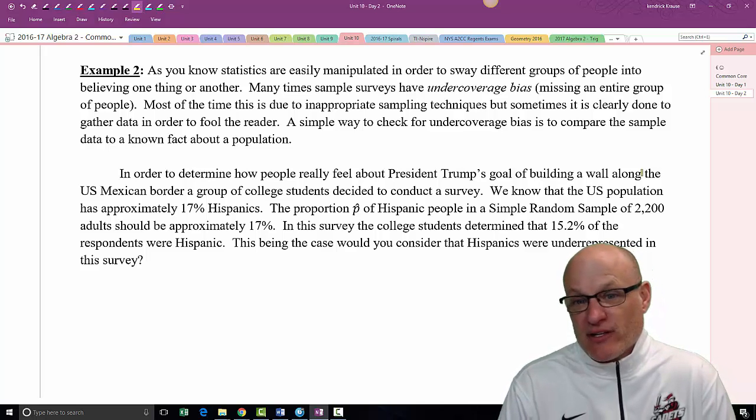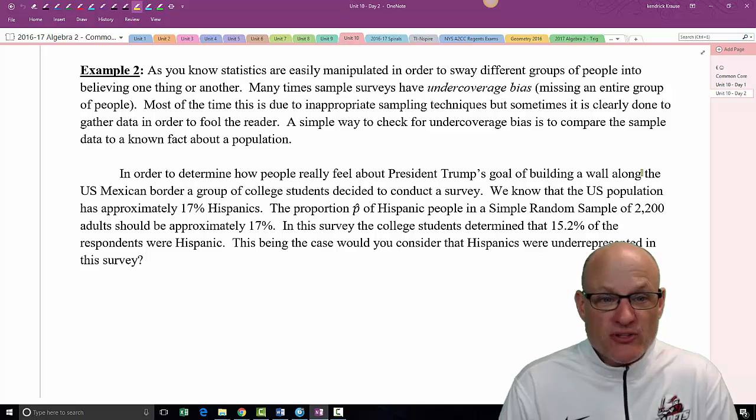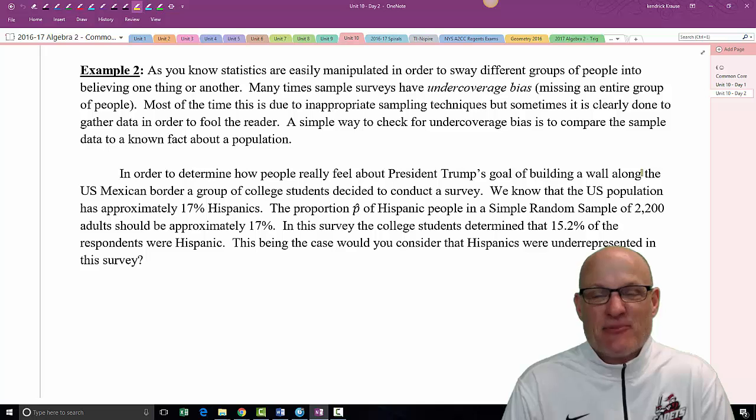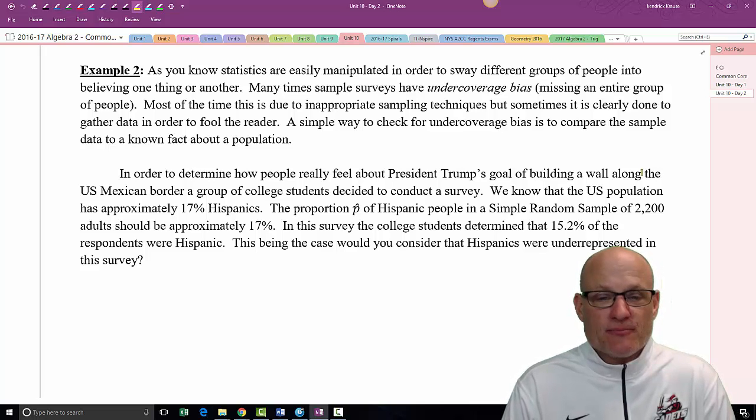Many times, sample surveys have what's called undercoverage bias. They're missing an entire group of people. Most of the time, this is due to inappropriate sampling techniques, but sometimes it's clearly done in order to fool the reader. A simple way to check for undercoverage bias is to compare the sample data to a known fact about the population.